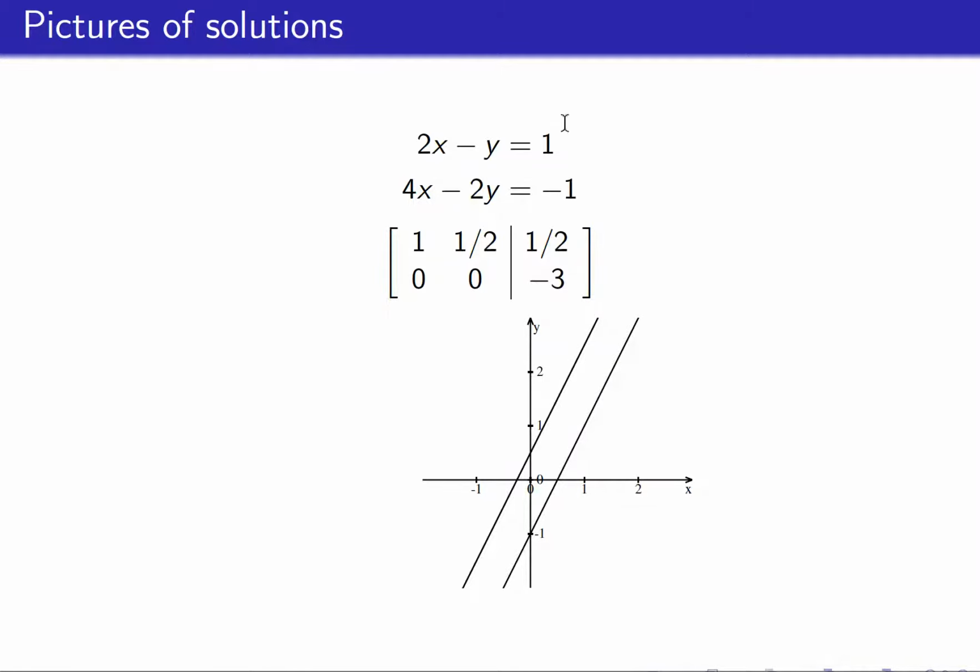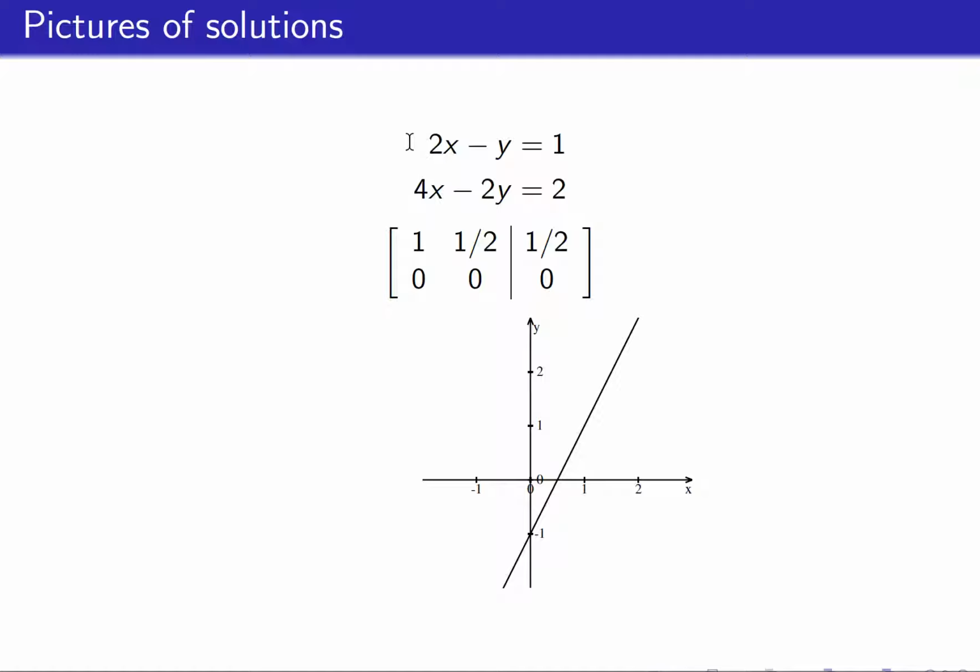And the idea here is 2x minus y equals 1. Okay, that's one of these. I think it's this one here. And 4x minus 2y equals minus 1 is this one here. And these are parallel lines. So there's no place where they intersect. There's no solution. There's no point that's on both lines at once. So this is no solutions.